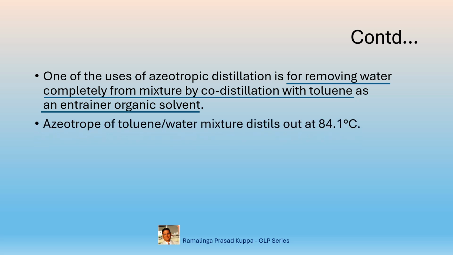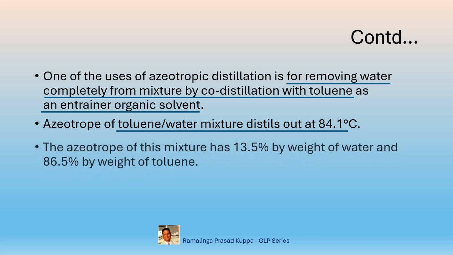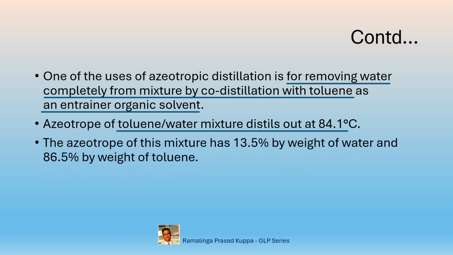Azeotrope of toluene water mixture distills out at 84.1 degrees Celsius. Toluene boils at 100.7 degrees Celsius and water at 100 degrees Celsius. The positive azeotrope boils at 84.1 degrees Celsius. The azeotrope of this mixture has 13.5% by weight of water and 86.5% by weight of toluene. This is the ratio of water and toluene in the azeotrope.